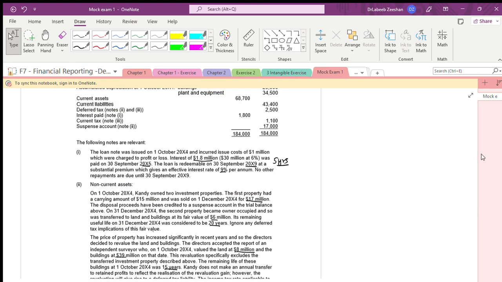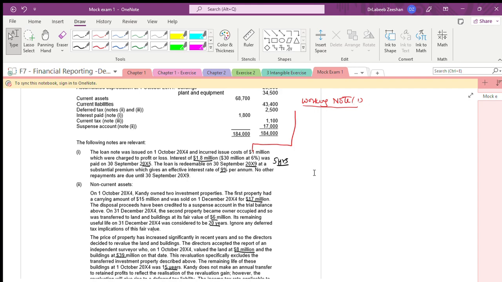First we will do the workings for this one. This is working note 1. How much have they issued? They have issued 30 million.